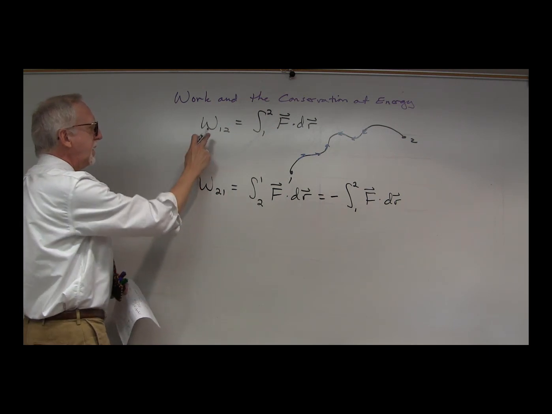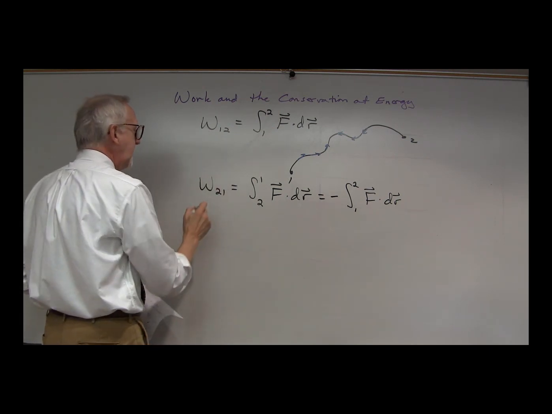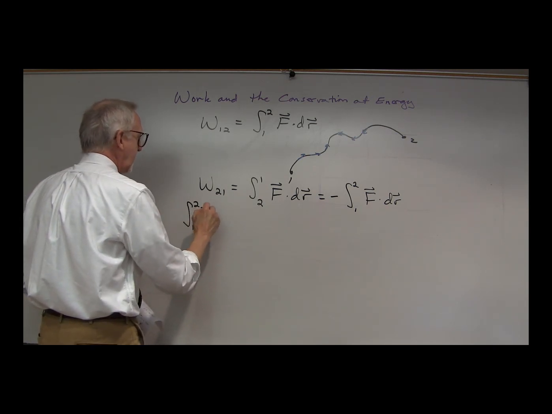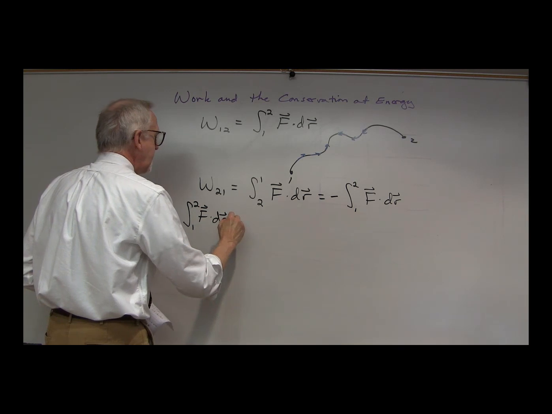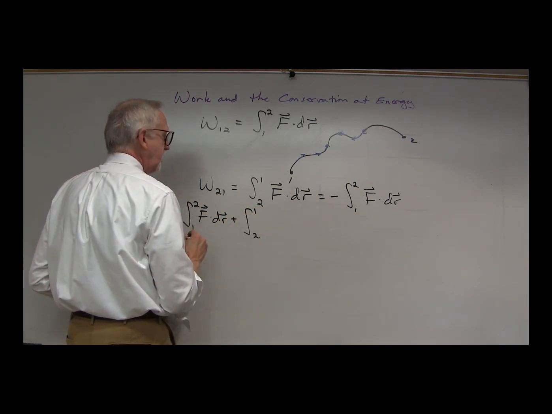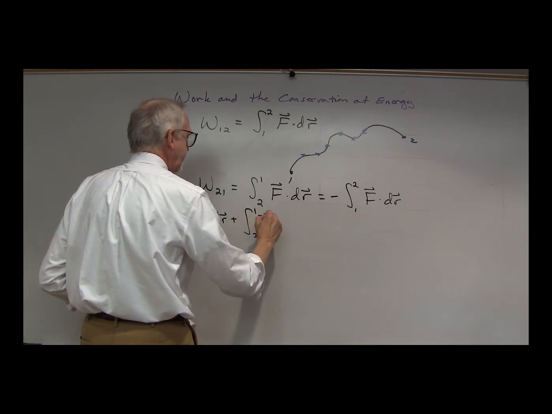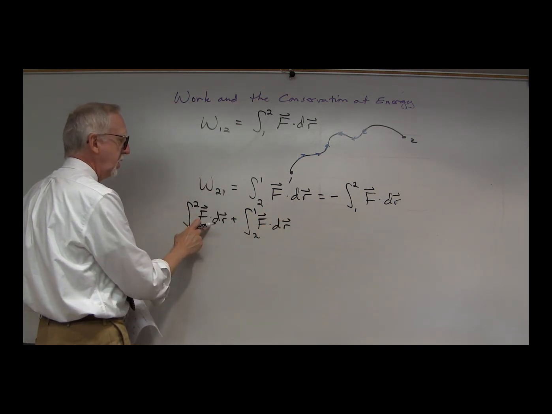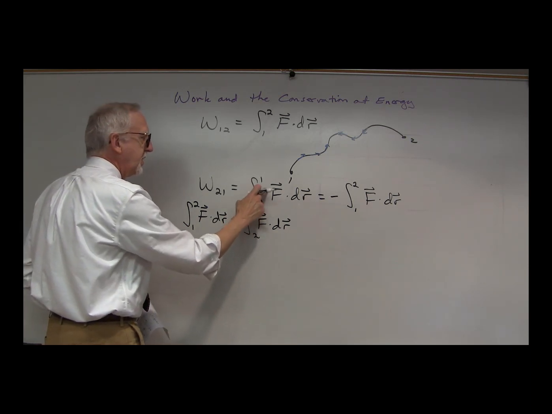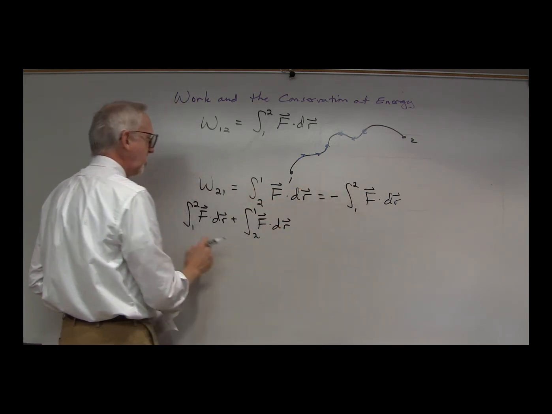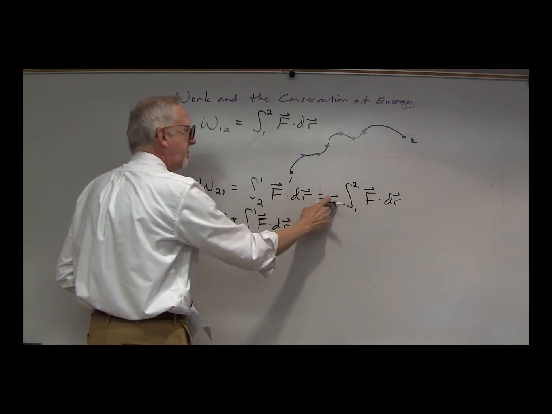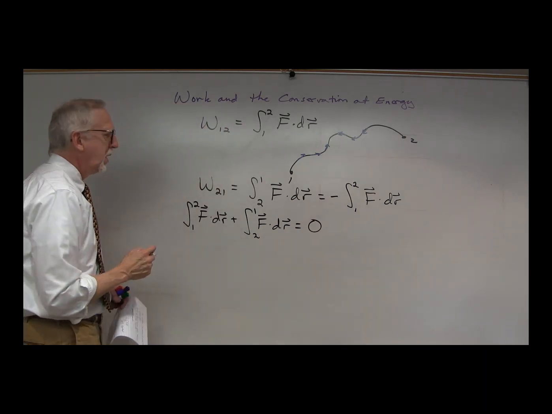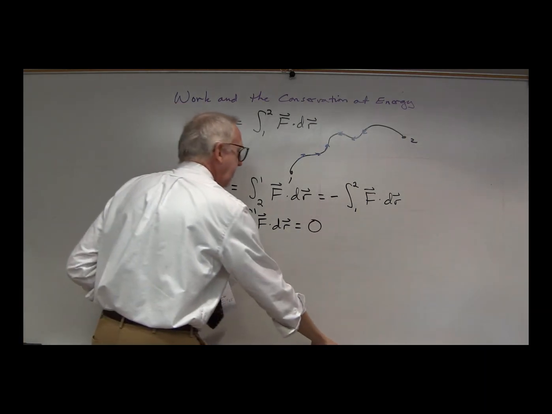So what would be the sum if we took the integral from point 1 to point 2 of F dot dr, and then we added the integral from point 2 to point 1 of F dot dr? What do we get? Well, the integral from 1 to 2 and from 2 to 1, but 2 to 1 is just the negative of the integral of 1 to 2. So we've got the integral from 1 to 2 minus the integral of 1 to 2. Well, that's just going to be 0. Well, what is this telling us? This is a very interesting result.